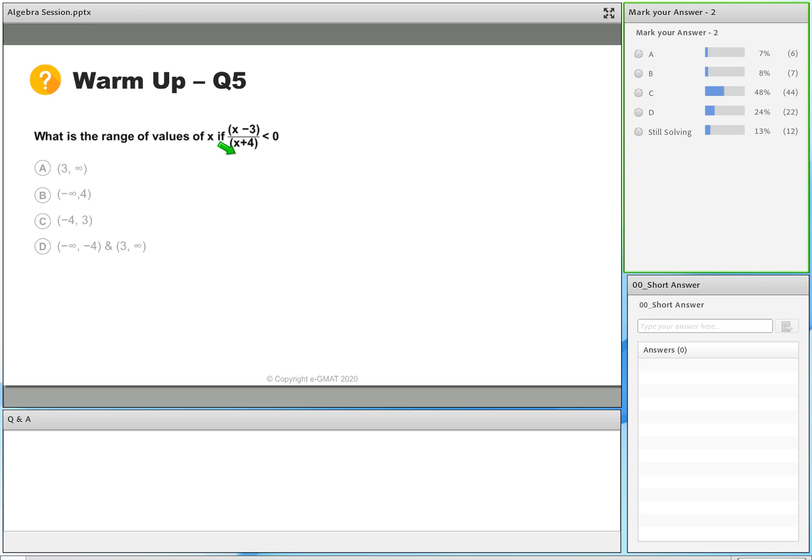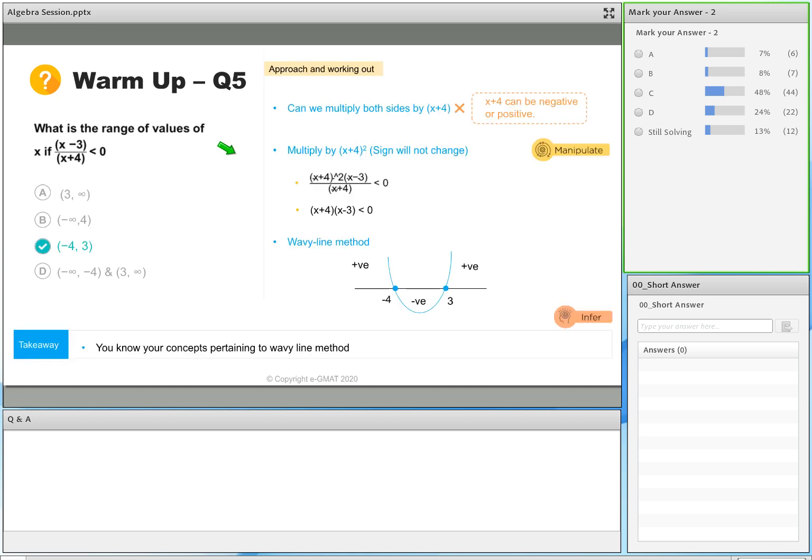Now, one extra step was required in this question, which was to first get this into the form of the Wavy line method. Now, one thing here. If you just directly thought of multiplying both sides by x plus 4 to get x minus 3 less than 0 and just get x less than 3, then you're wrong. Why? Because how do you know the sign of x plus 4? If x plus 4 is a positive number, then yes, when I multiply both sides with that positive number, I am going to get x minus 3 less than 0. But if x plus 4 is a negative number, then when I multiply both sides by this x plus 4, my inequality will flip. I'm going to have x minus 3 greater than 0 in that case.